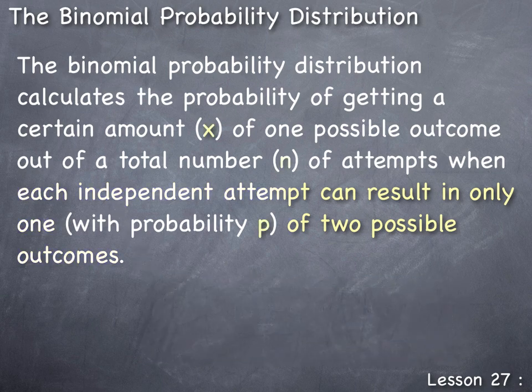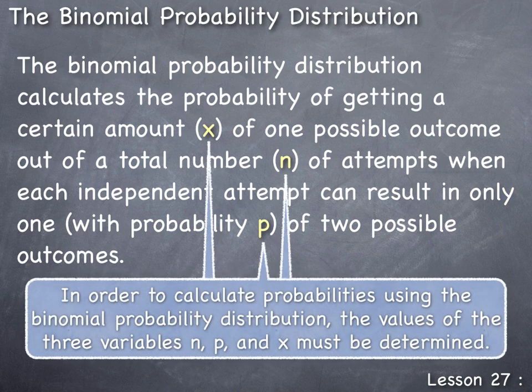So now, in order to calculate probabilities using the binomial probability distribution, the values of the three variables, n, p, and x, must be determined. So when you learn and study the binomial probability distribution, you must be able to focus on the values of these three variables, n, p, and x.